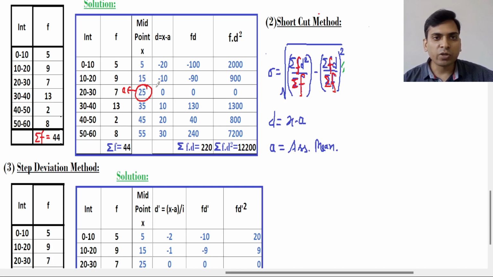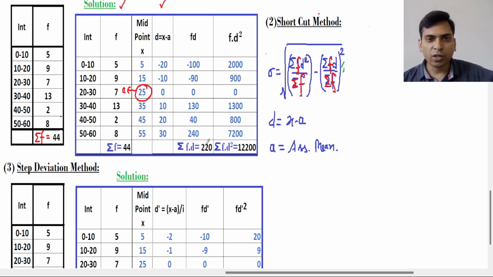This is 15 minus 25, this is minus 10. So this is column D. Now as per this formula, you need FD, FD square, and sum of F. So first we will find the FD column. This is the product of this D and this F, then you will get this FD.